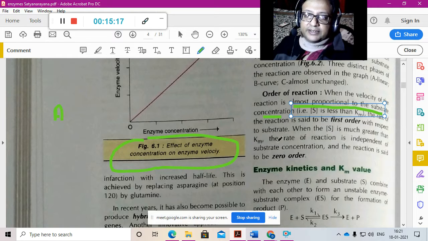And when the concentration of substrate is much greater than Km, the rate of the reaction is independent of substrate concentration, and it is known as zero order reaction. The rate of the reaction is not dependent on the substrate concentration.